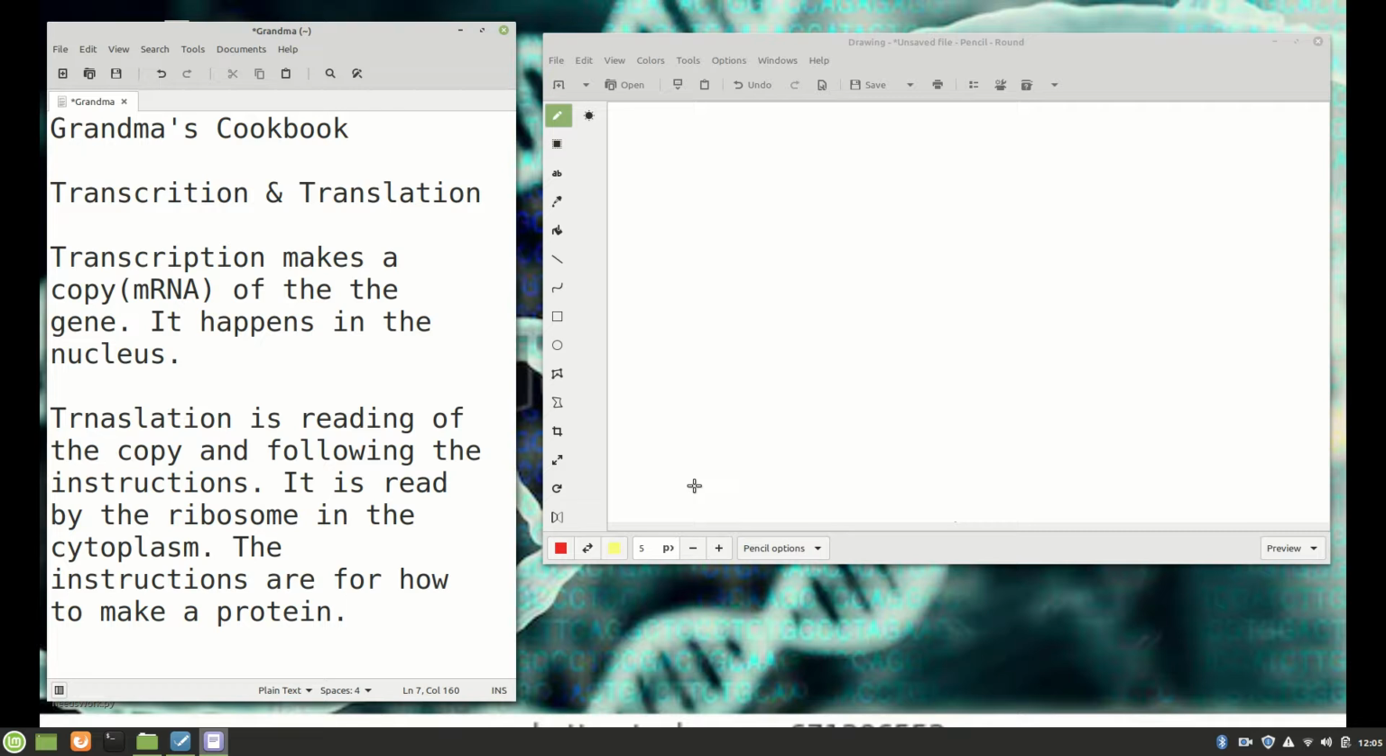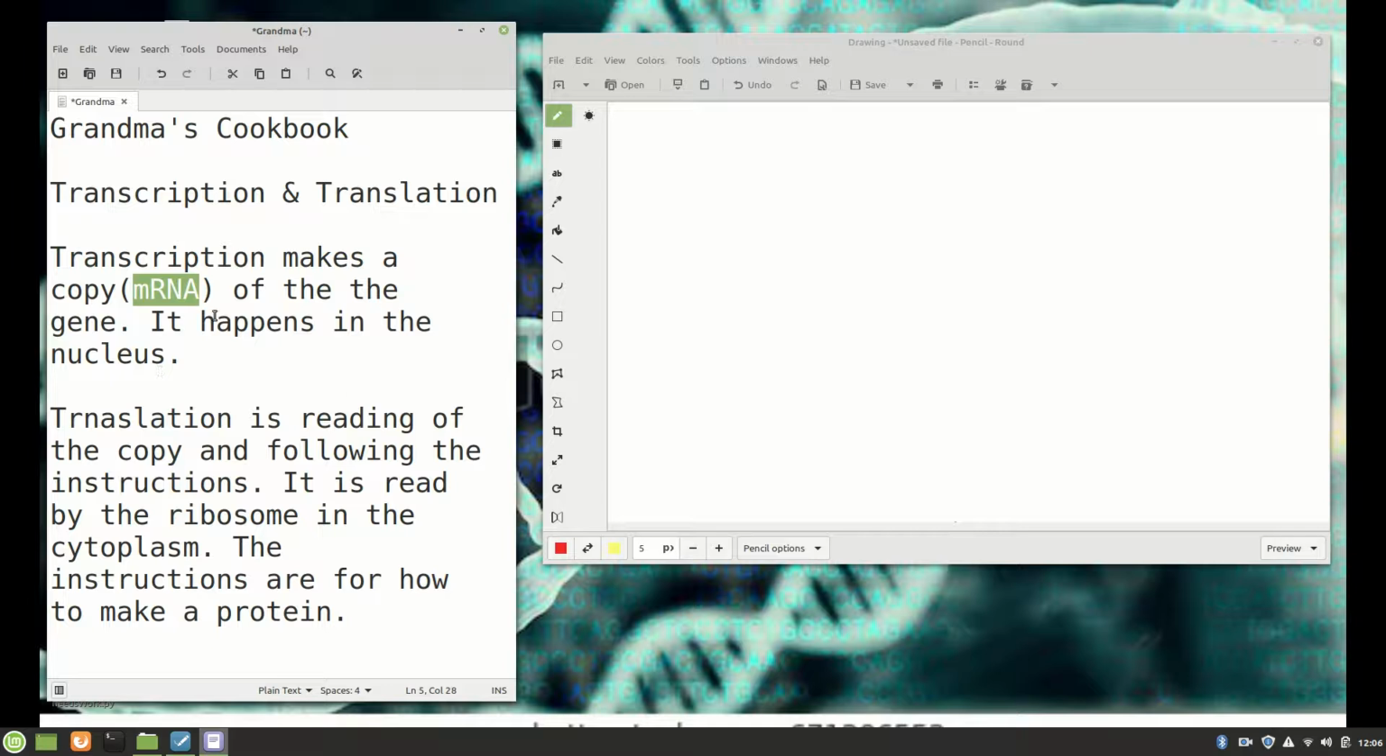All right, today we're going to be talking about what I call Grandma's Cookbook. It's really an easy way to remember transcription and translation. Now, transcription is when we make a copy of the gene. We learned already what a gene is. We're going to make a little single-stranded copy in the form of something called mRNA, and all of this goes on in the nucleus, okay?